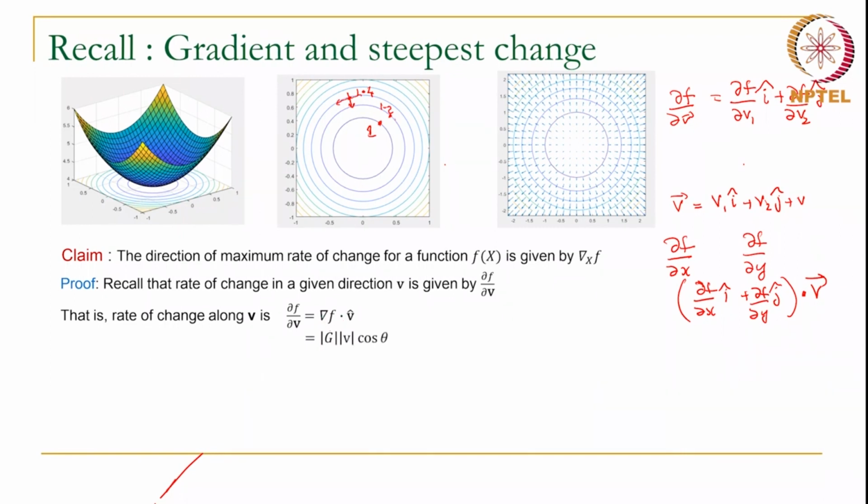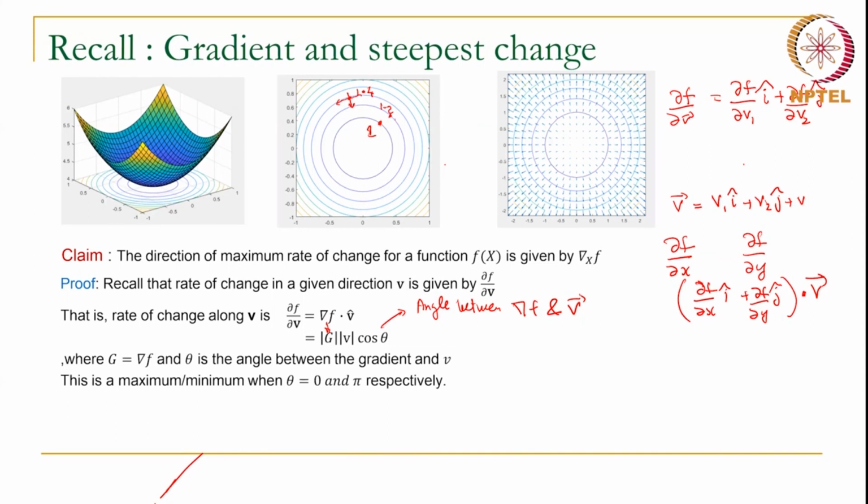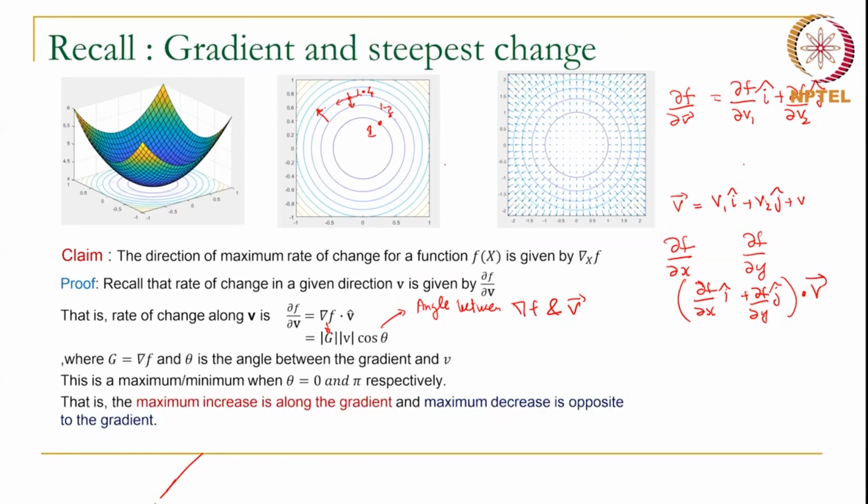So let's say grad f is represented as g, then the rate of change of this function f with respect to a vector v in any direction is given by magnitude of grad f multiplied by magnitude of v multiplied by cos theta, where cos theta is the angle between grad f and this v direction. Now this means that this will be maximum when theta is 0 and minimum when theta is pi. That is, you will ascend fastest if you move along the gradient, and you will descend fastest if you move opposite to the gradient.